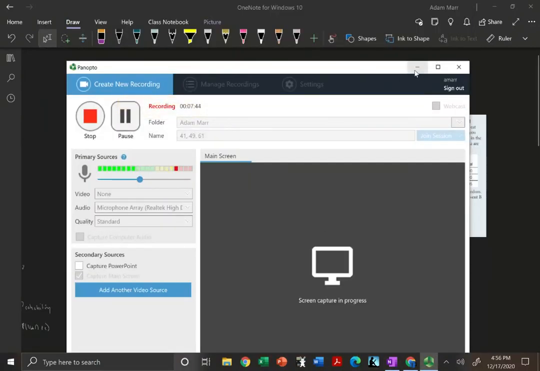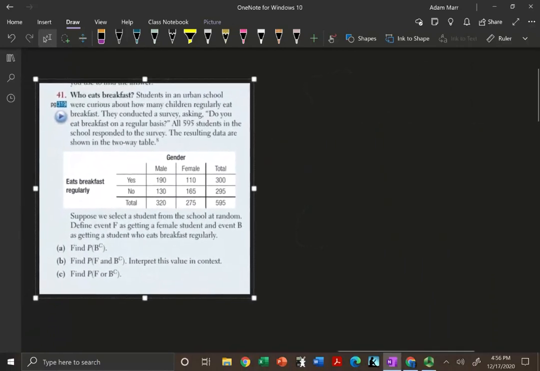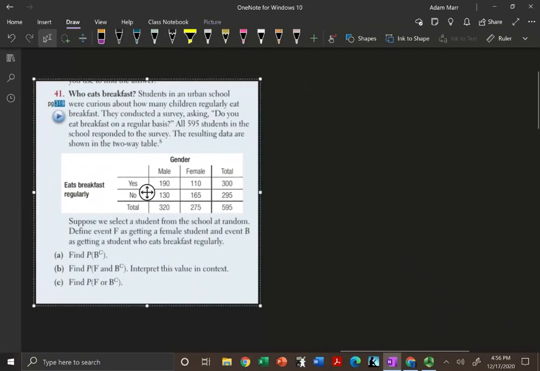Okay, guys, we're now going to go to number 41. Let's take a look here. Students in an urban school were curious about how many children regularly eat breakfast. They conducted a survey asking, do you eat breakfast on a regular basis? All 595 students in the school responded to the survey. The resulting data are shown in the two-way table. Suppose we select a student from the school at random, define event F as getting a female student and B as getting a student who eats breakfast regularly.